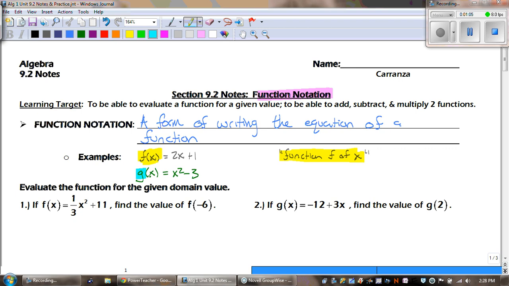Okay, and we got another example, the one in the green right there. We would say that that is a function, and that function is g of x. So the only new part is that part in the very beginning. Okay, let's look at an example.